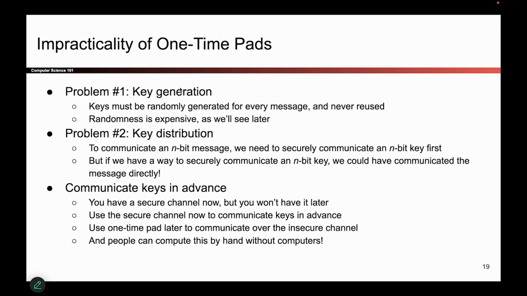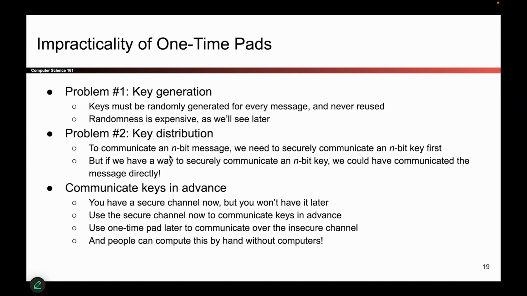Well, here are two big problems with one-time pads. One problem is you have to generate a new key every single time. And that actually is not free. Alice or Bob, they have to go and flip some coins to generate the ones and zeros. And it turns out flipping the coins to generate ones and zeros is not as easy as it seems. So one problem is that generating the keys is expensive, and you have to do it every single time.